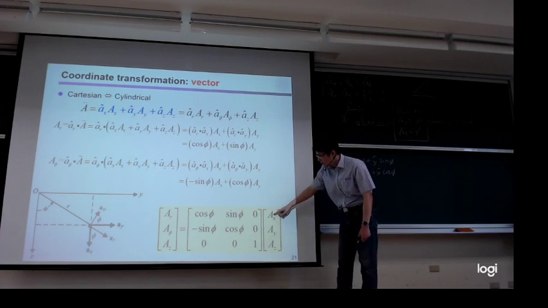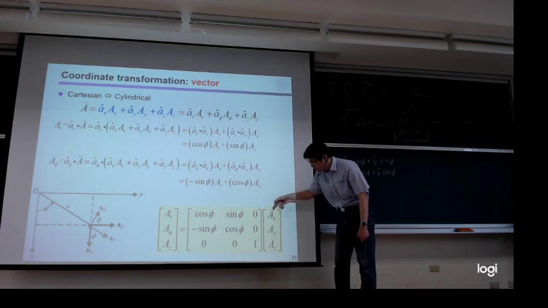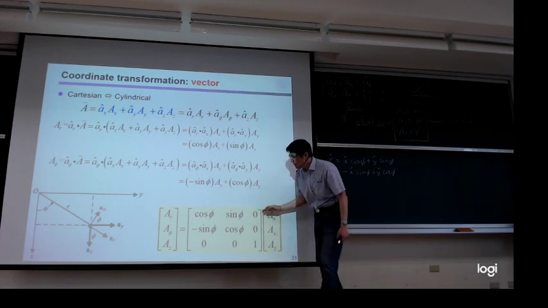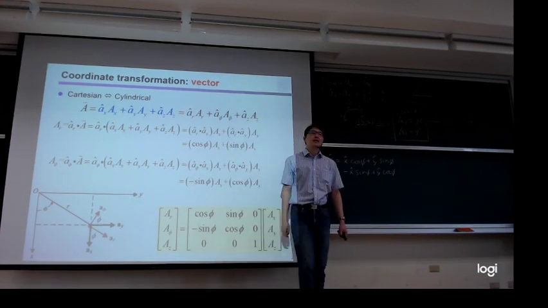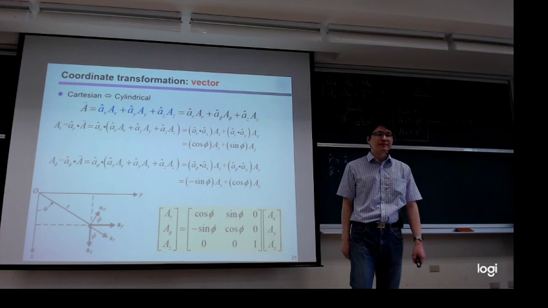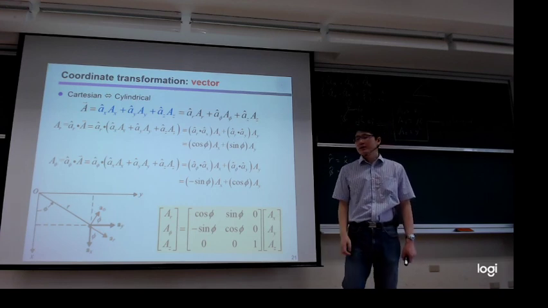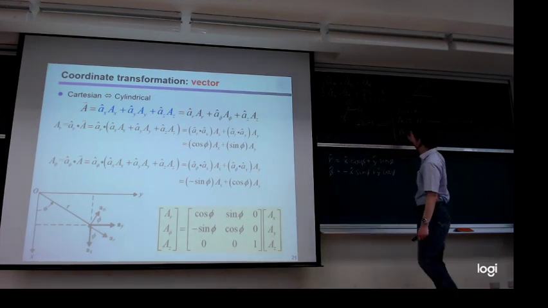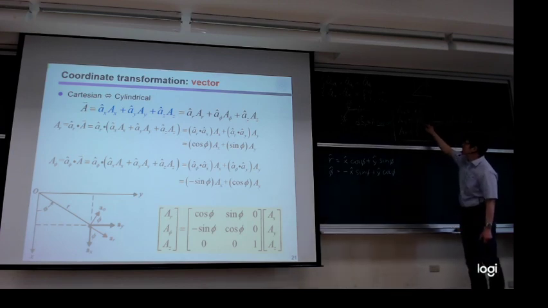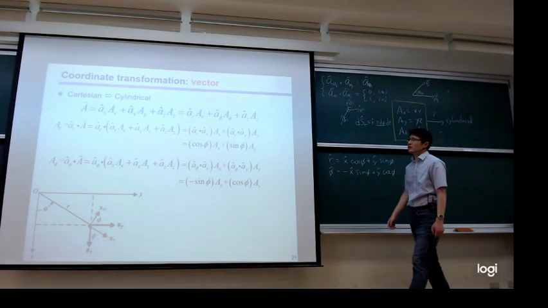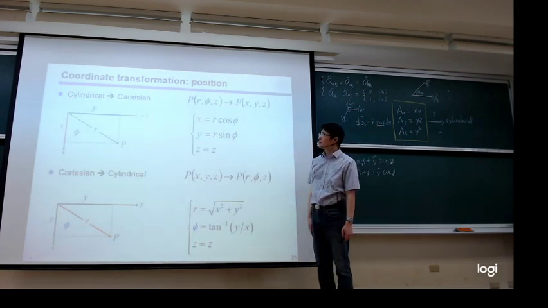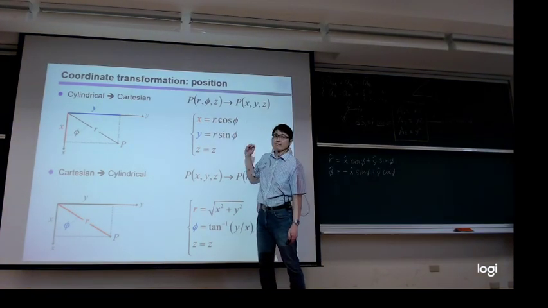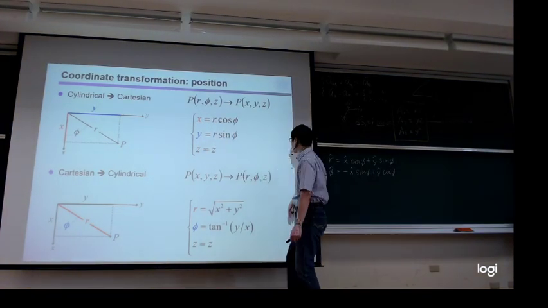If you know your vector in Cartesian form, you just write down AX, AY, and AZ, and then multiply by this matrix, and then you have AR, A phi, AZ. But remember, you have to express all these x, y, and z using the transformation as well. Right? So x is r cosine phi, y is r sine phi, so let's just do this.